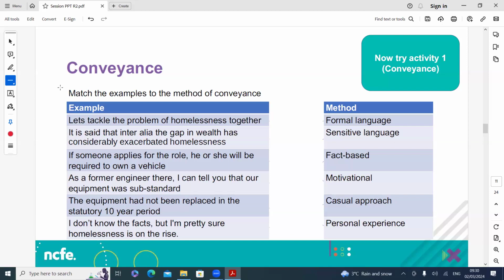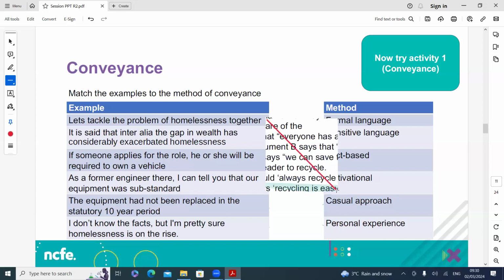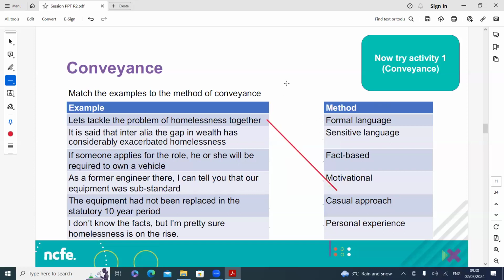It's number 1, example 1. Is it motivational? Good. Yeah. Which word in that example told you it was motivational? Let's. Together. Together, good. And someone else said it as well. Yeah, I said let's. Let's tackle. So let's and together. Let's do it together. Motivation. Excellent. Well done, you two. Okay. Any others?